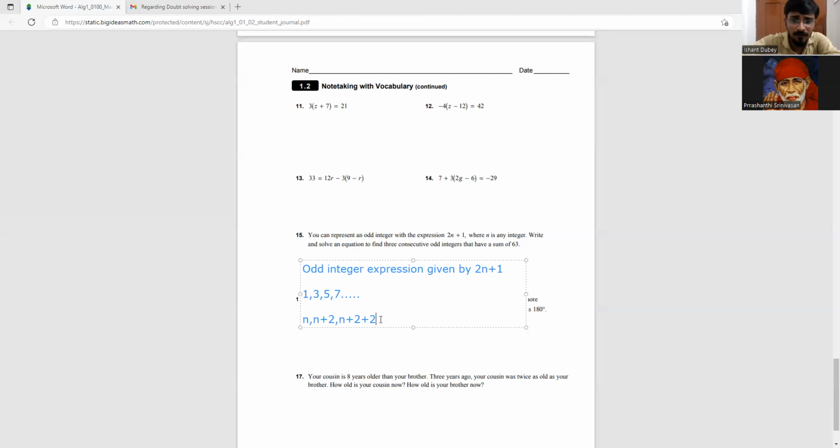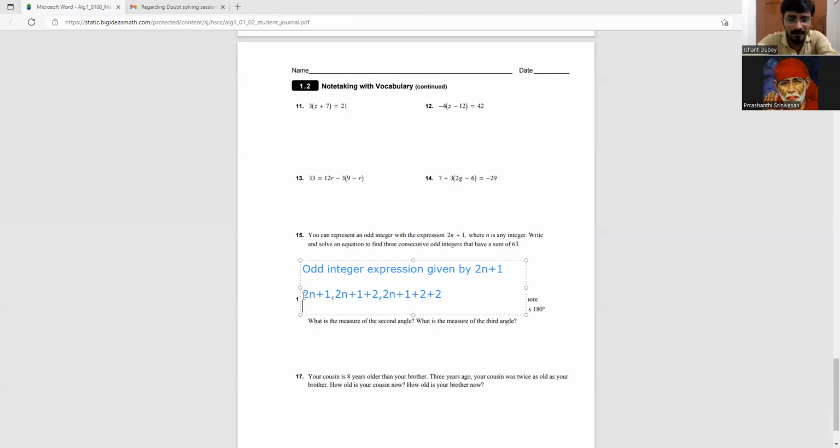But here, if you notice, they have already given the odd integer expression: 2n plus 1. Suppose your first integer is 2n plus 1. What will be the next? 2n plus 1, and you have to add plus 2, so 2n plus 3. That will be the next odd integer. What about the next one? 2n plus 1, plus 2, again plus 2. Now let's solve this.